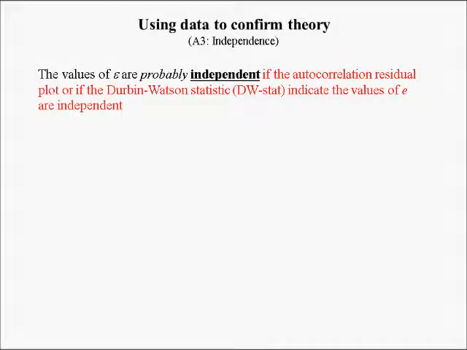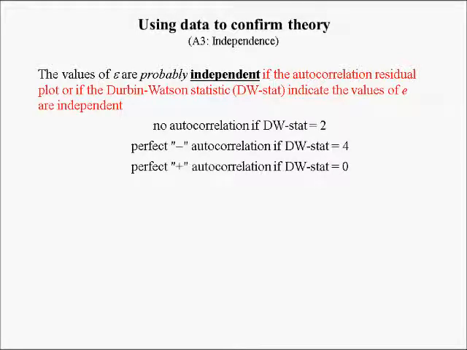Now the values of the error term are probably independent if the autocorrelation residual plot or the Durbin-Watson statistic indicate the values of E are independent. Now the Durbin-Watson stat, if it's equal to 2, we would conclude no autocorrelation. If the Durbin-Watson stat is equal to 4, then we have perfect negative correlation. If the Durbin-Watson stat is 0, we would conclude perfect positive autocorrelation. And what we want is something close to 2. The closer to 2, the better.